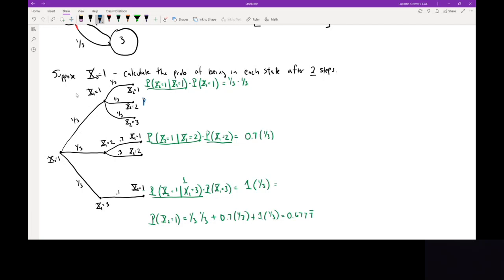All right, let's do the next one in blue. What is the probability that X2 equals 2 given that X1 is equal to 1? That's times the probability that X1 is equal to 1. These should all be the same because we're on the same branch. This is the probability that X1 equals 1.